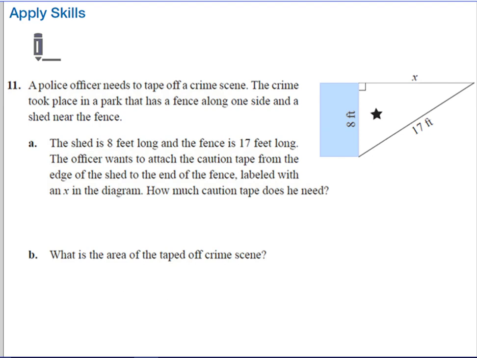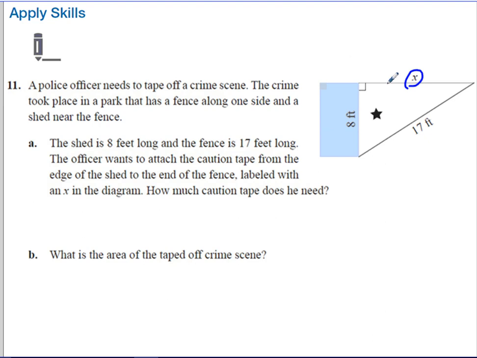So our first one, it says a police officer needs to tape off a crime scene. The crime scene took place in a park that has a fence along one side and a shed near the fence. The shed is 8 feet long and the fence is 17 feet long. The officer wants to attach the caution tape from the edge of the shed to the edge of the fence. And so the length is represented here with an X. How much caution tape does he need?